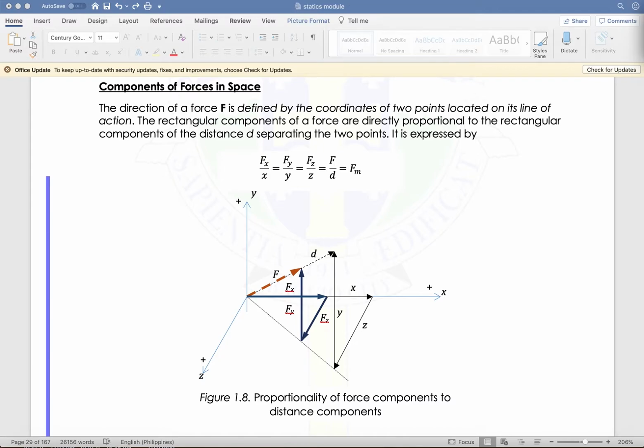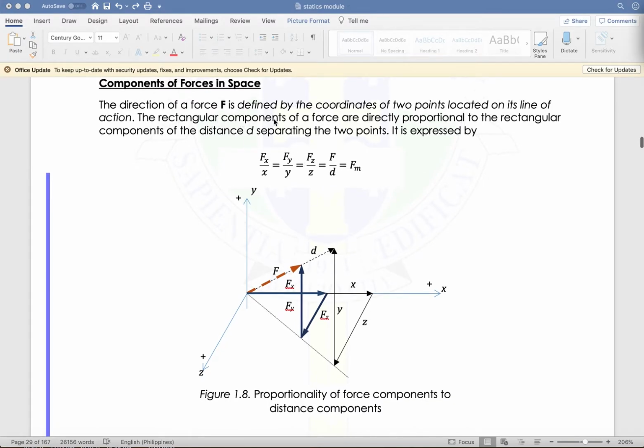This time, what if the force is three-dimensional or it is in a space? If that would be the case, we will be having three components. We have the f of x, the f of y, and the f of z. The direction of a force F is defined by the coordinates, which is x, y, and z.